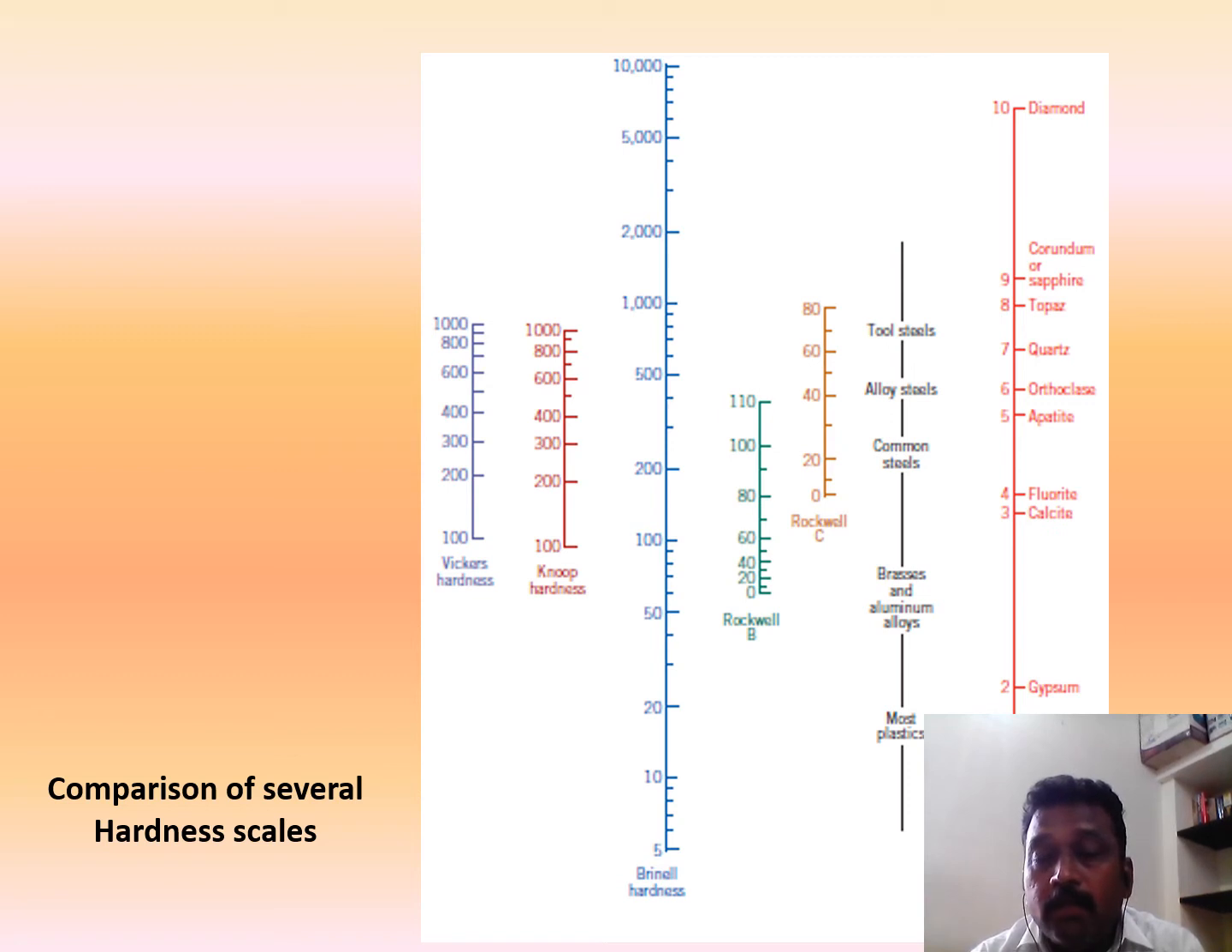See the materials. Most plastics will be coming under this level, and then brass, and then aluminum alloys, and then common steels, alloy steels, tool steels. You can correlate the hardness of the tool steels with all the hardness scales. You can see Rockwell C scale, B scale, Brinell hardness, Knoop hardness, and then Vickers hardness. This is the comparison.